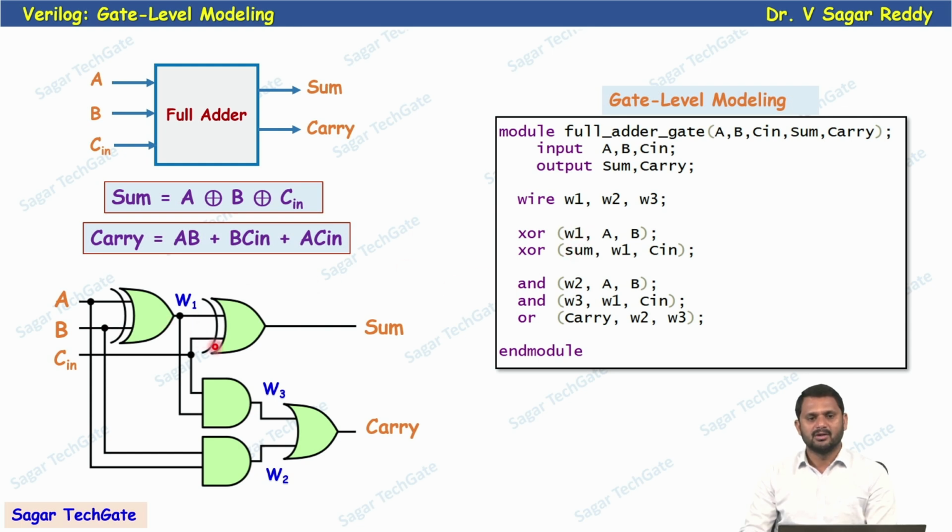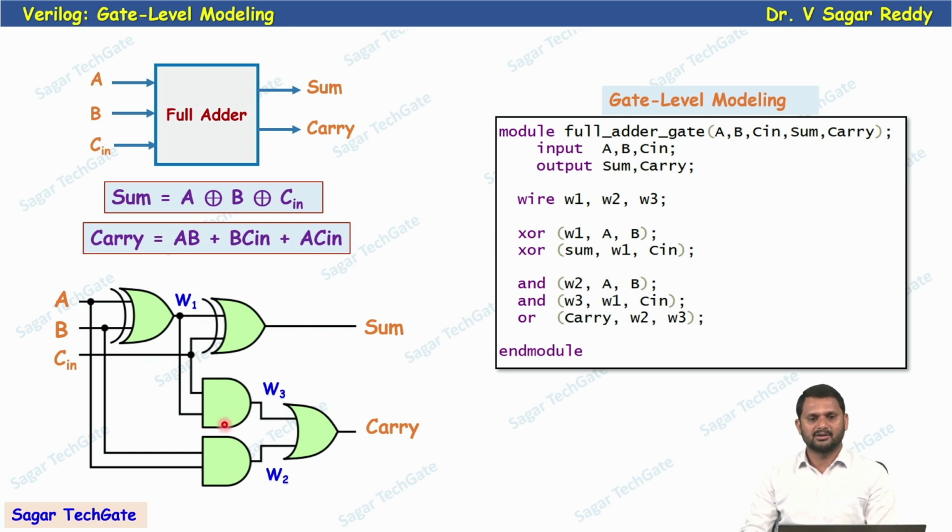So another XOR we have. This XOR contains two inputs. One input is coming from the output of this first XOR. So what is that signal we call? W1. So W1 is the input for this XOR, and another input for this XOR is the Cin. So now it has the two inputs W1 and Cin. Now sum as the output. For this XOR gate, sum is the output, having two inputs W1 and Cin.